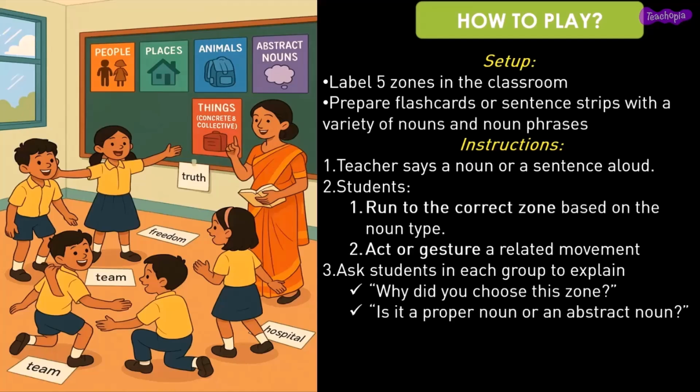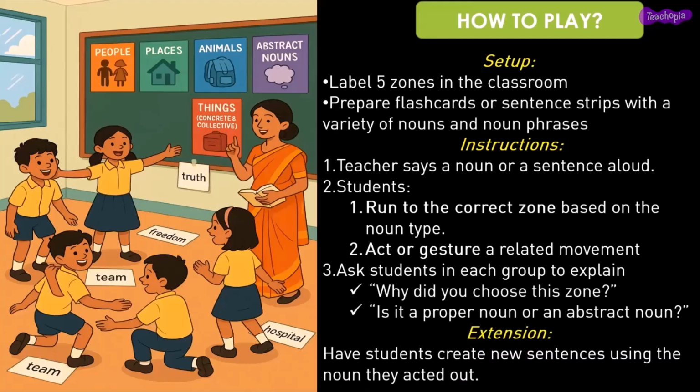They act out or gesture a related movement. The students are asked to explain why they chose this zone, or whether it is a proper noun or an abstract noun. As an extension, students can create new sentences using nouns they have acted out.